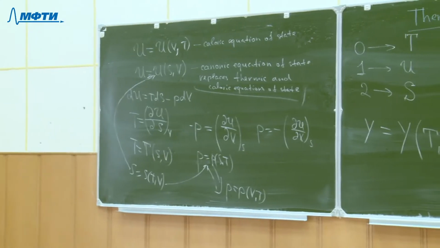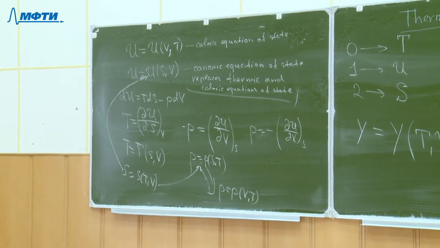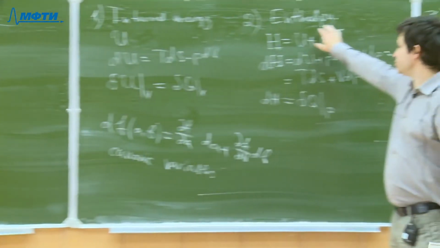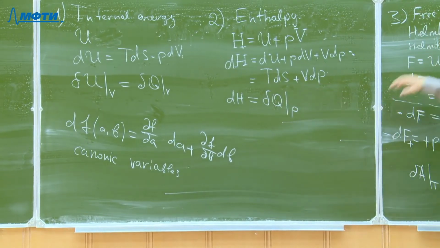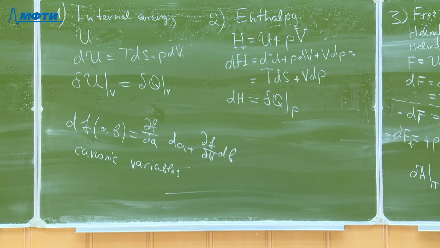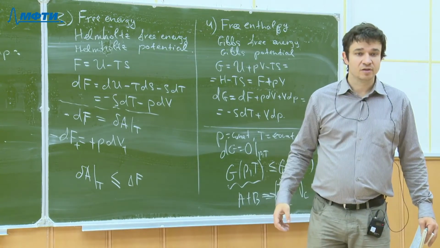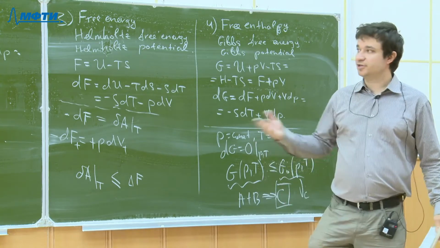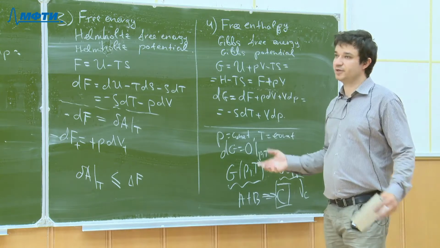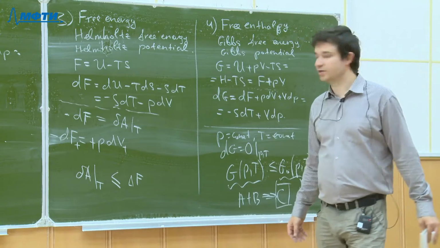And moreover, I'm not going to prove each of those statements, but actually any kind of thermodynamic potential presented as a function of its own canonic variables, free energy as a function of temperature and volume, enthalpy as a function of entropy and pressure, would give you a canonic equation of state. And from that canonic equation of state, you can obtain, again, caloric and thermic equations of state.